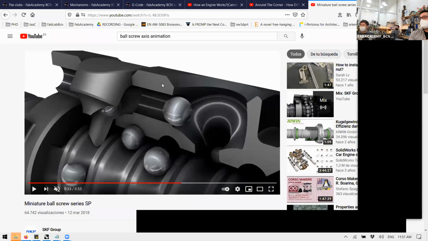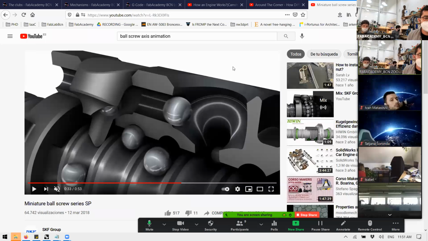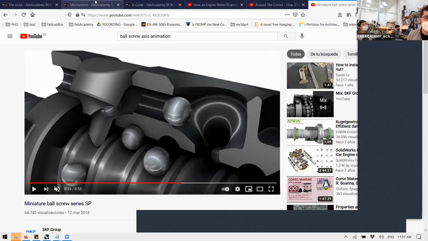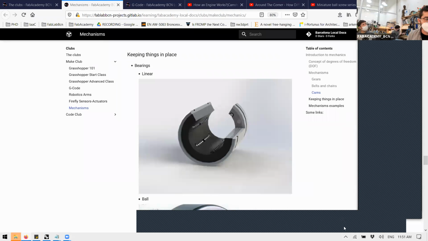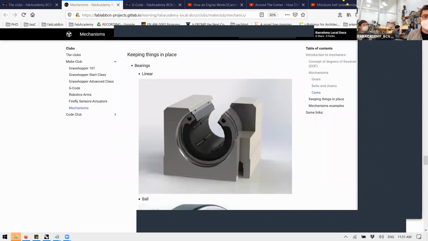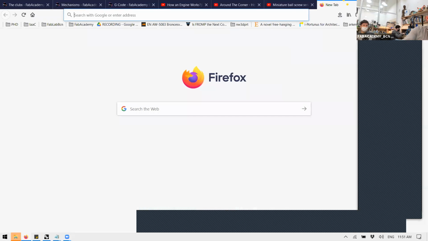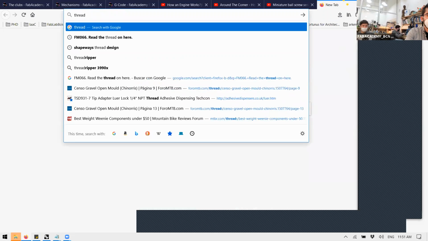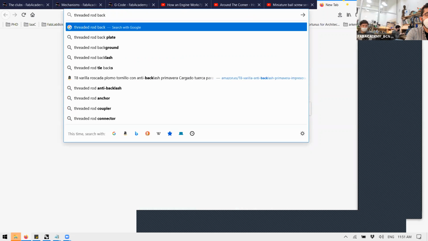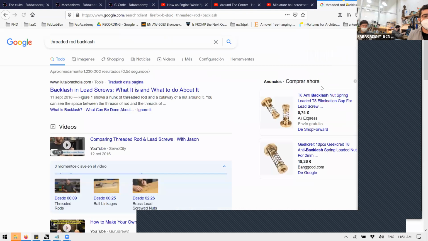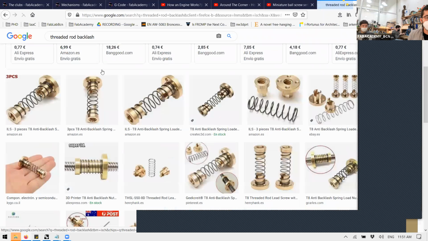For example, when you have a problem with these guys, that is called backlash. I don't want to get too crazy into this, but threaded rod backlash. This is the nightmare of the machines or threaded rod design.